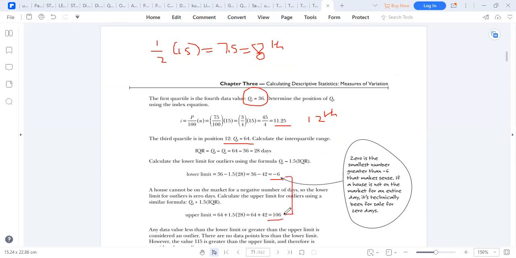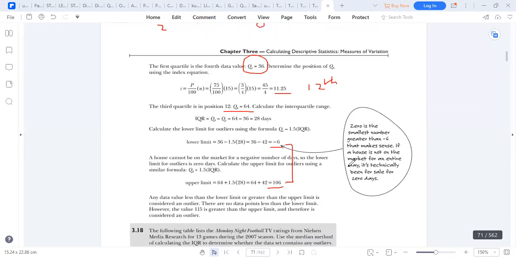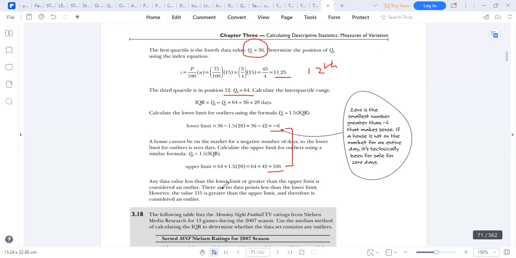So what figure is outside that range? If we're going to check in here, only 115. So in this case, any data set that is outside the limit of -6, 106 is called an outlier. In this case, our outlier will be 115 because it's greater than the upper limit. So we can consider it to be an outlier. Are we together?